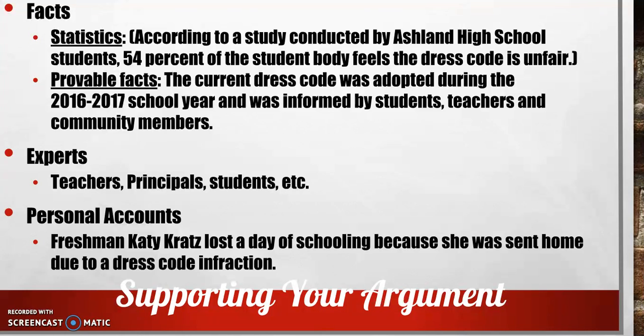All right, another example would be provable facts. So, for example, the current dress code was adopted during the 2016-2017 school year and was informed by students, teachers, and community members. So in here, with this provable fact, if I wanted to, if I was someone else in the community, I could go in and I could research, was this really adopted during the 2016-2017 school year? I would find out that yes, in fact it was. And then, if I went a little bit further and said, I wonder if people actually did have input into this.